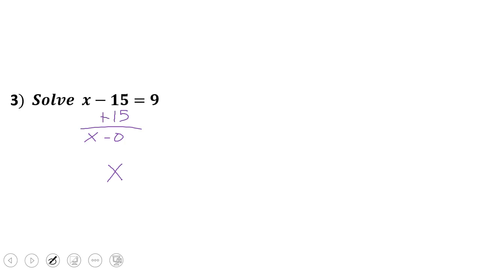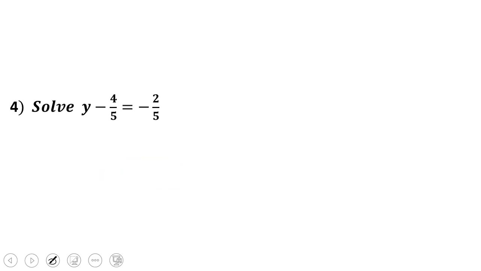And I have to keep the equation balanced, because whatever I do to one side, I have to do to the other. So I add 15 to both sides. 9 plus 15 is 24. So x equals 24. Make sense? If you say those things in your head as you're doing them, it will start to stick. And then it comes so automatic, you're not even saying them in your head anymore.